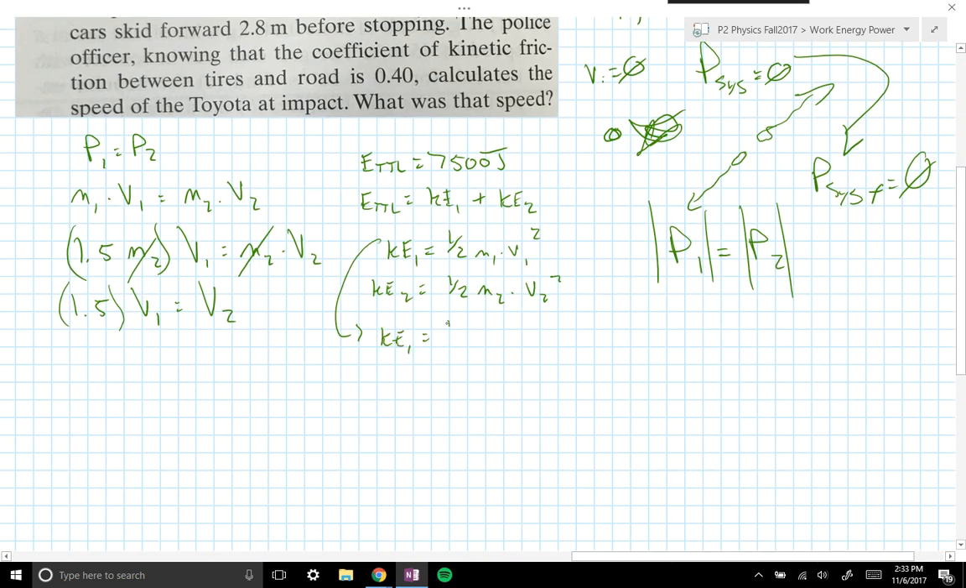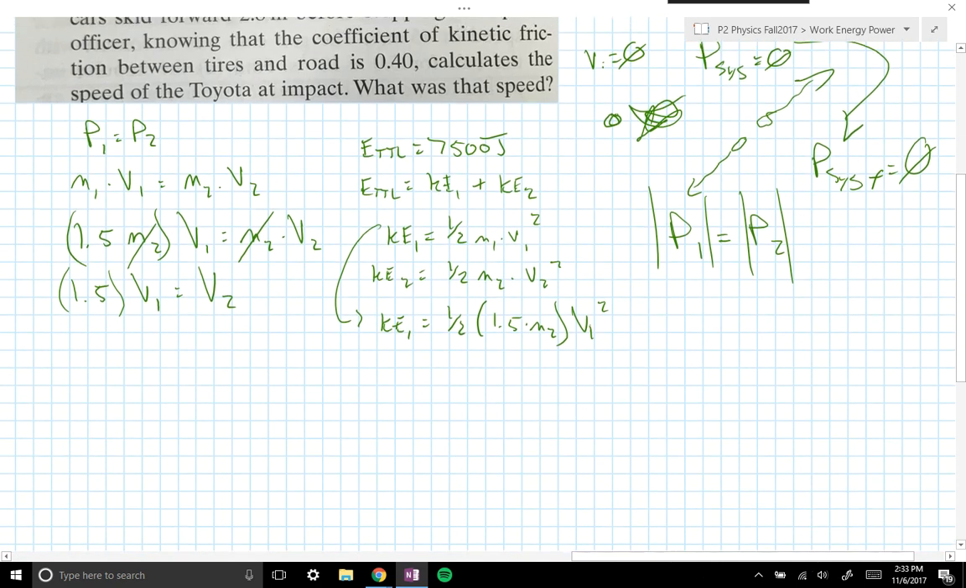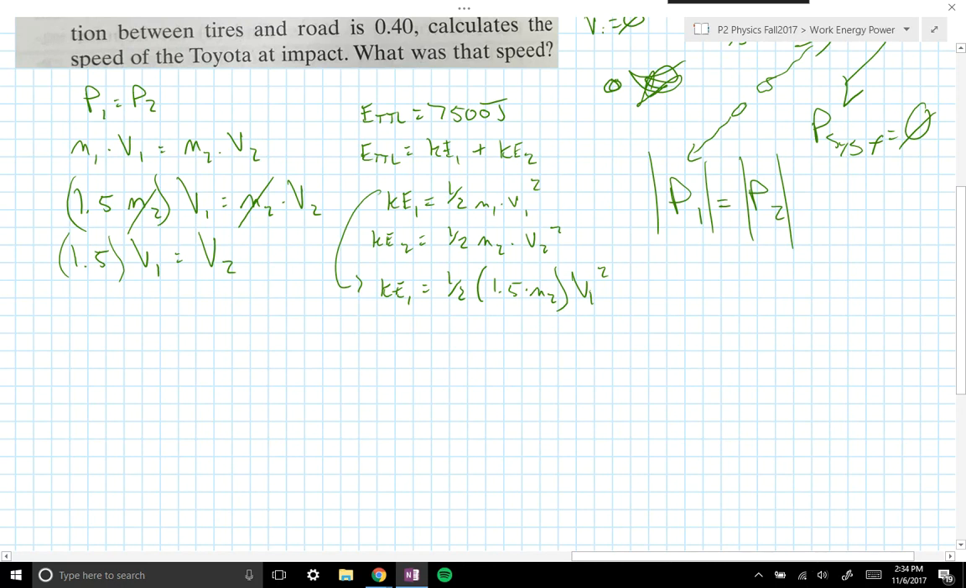So I can rewrite kinetic energy of 1 is equal to 1/2 of the value of mass 1. What is that? 1.5 times mass 2, still times the 1's velocity. All right, and when it comes to velocity, I see over here velocity 2 is 1.5 times the velocity of v1. So that's v1. I'm going to make one more line to this and say v2 divided by 1.5, and I'm going to plug that in right here.